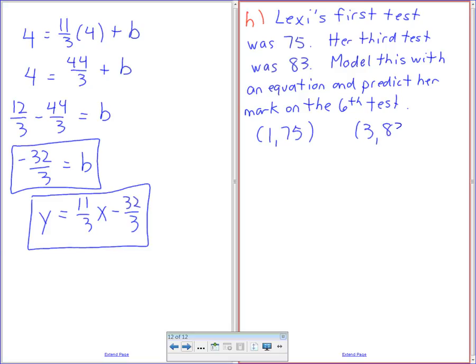So what I would like you to do is to make an equation out of that using y equals mx plus b, what we just did, and then we're actually going to use it to find what her mark will be on the 6th test. All right, so make the equation first using the methods we just learned on the left board, and then we're actually going to solve it here.